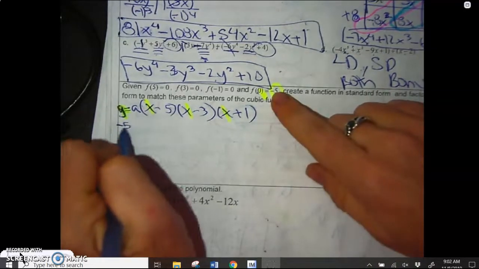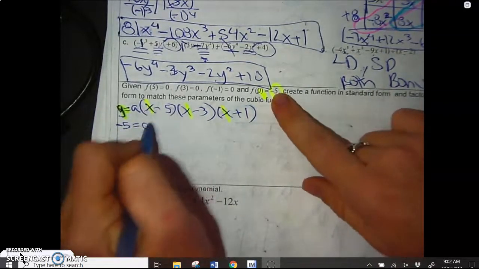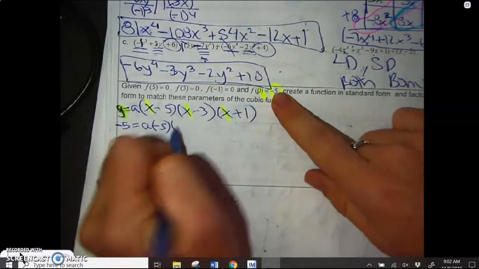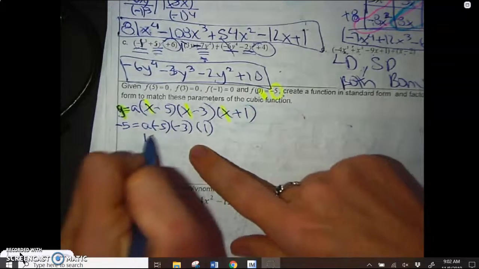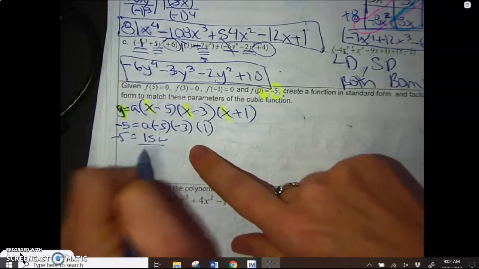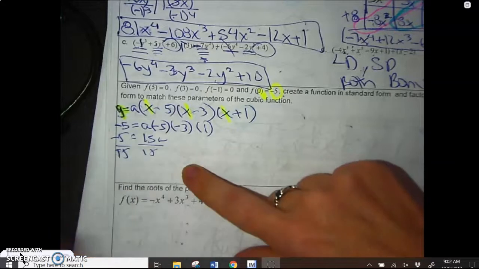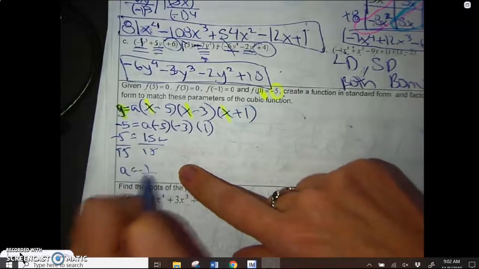So negative 5 equals a. 0 minus 5 is negative 5. 0 minus 3 is negative 3. 0 plus 1 is 1. So multiply those together. That's 15a equals negative 5. Divide by 15. a equals negative 1/3.